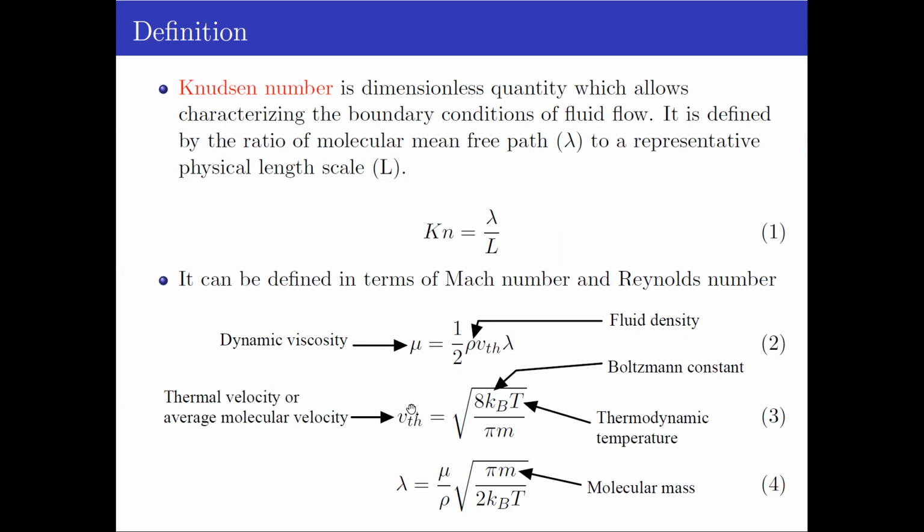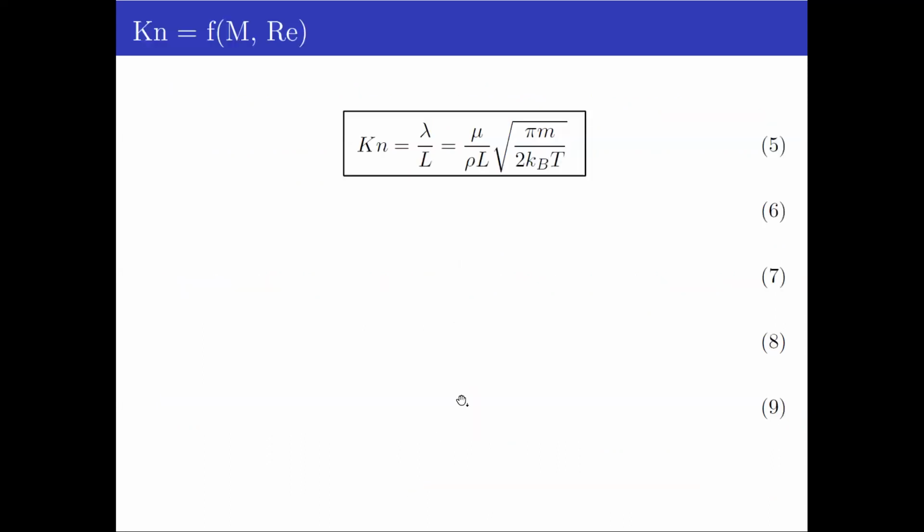Then thermal velocity is directly proportional to the thermodynamic temperature, where Kb is the Boltzmann constant and m is the molecular mass. Then putting thermal velocity in equation 2, we can get lambda, and dividing this lambda by L will give the Nusselt number. So that is equation 5.